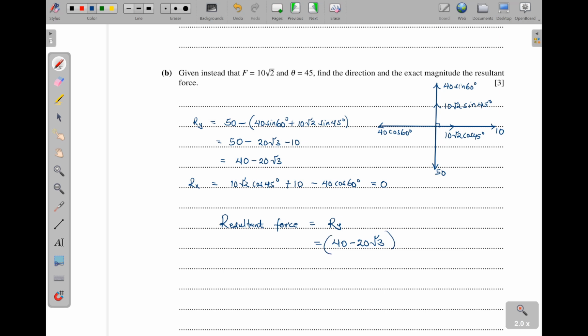And they said exact magnitude of the resultant force. So this is the one here. We don't do anything on it. It's exact. Don't write your decimals. Okay. Then the direction, it is in the direction of this 50 newton force. So I will say in the direction of the 50 newton force. This is just moving southwards, as simple as that.